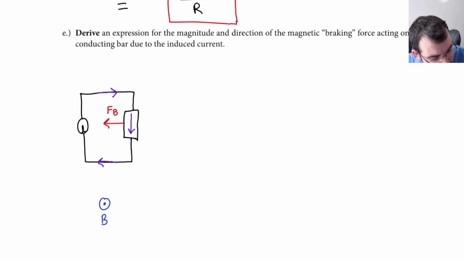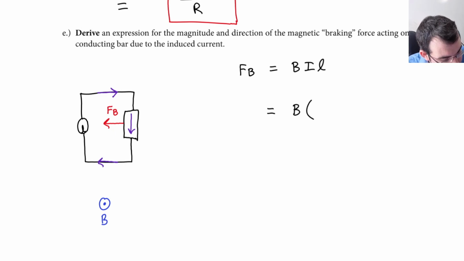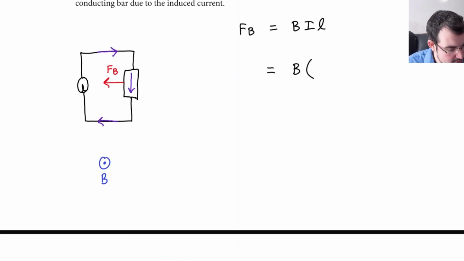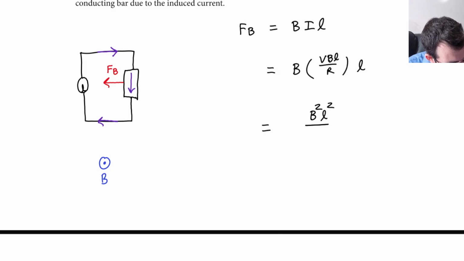So what is Bil? We know that it is the Bil force, BIL. But we actually just found I, which was EMF over resistance, which was VBL over R. So we get 2 copies of B, 2 copies of L, 1 copy of R, and then V. And this was to the left.